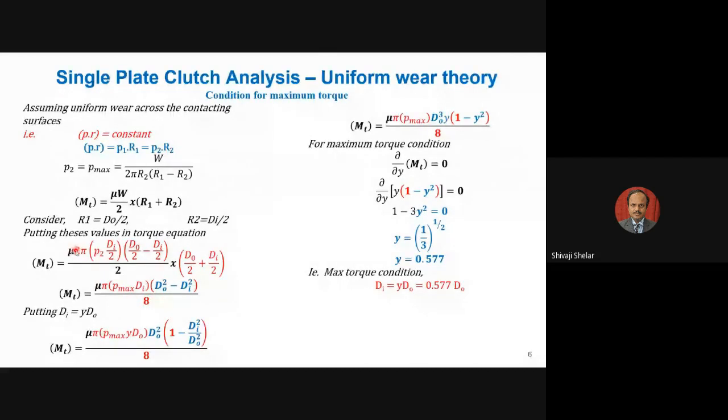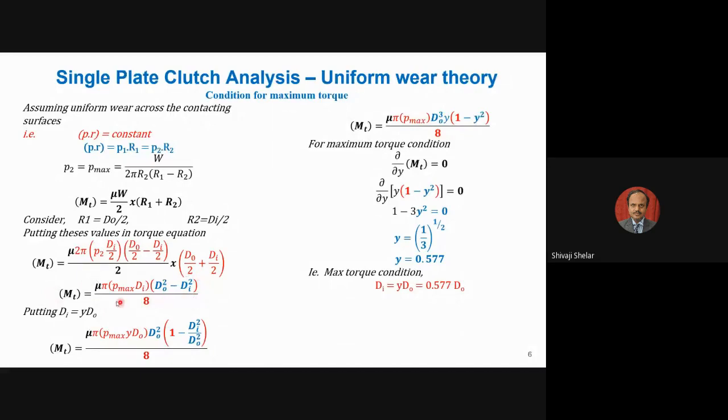So what we have now is mu into pi into P max into di, and this dO minus di times dO plus di, that product is dO square minus di square. So this is the torque relation. This is the torque relation considering uniform wear theory with maximum pressure permitted, in terms of the inside and outside diameter of your friction disc. This is a very important formula.